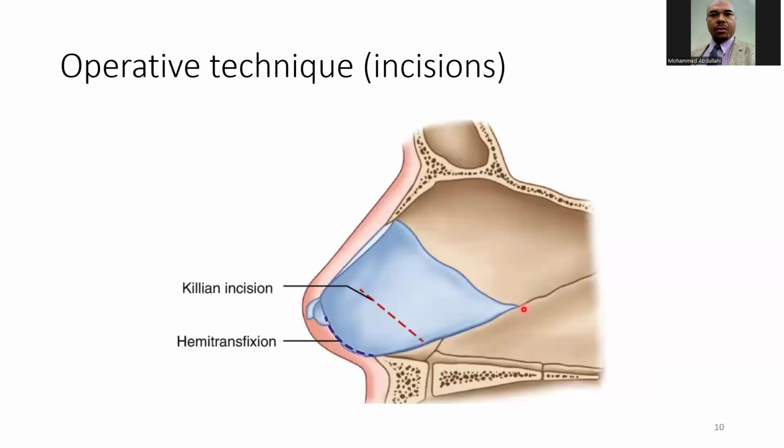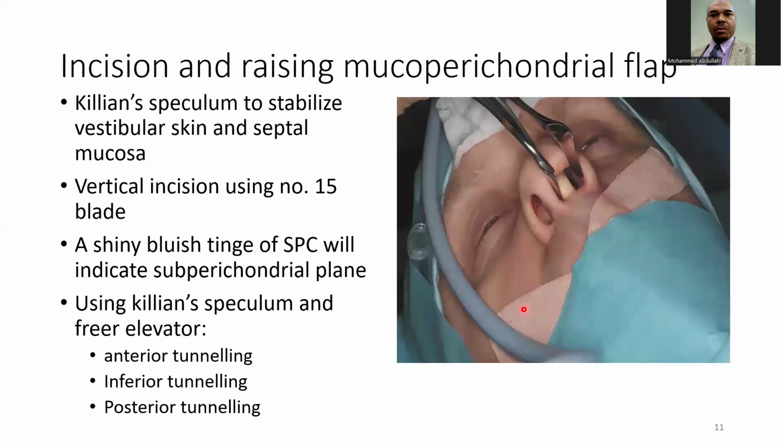This diagram is just showing where the incisions are placed. Now, to make a Freer's incision, which is more common, Killian's speculum is used to stabilize the vestibular skin and the septal mucosa. This makes the caudal border of the septum prominent. A number 15 blade is used to make a vertical incision on the caudal margin of the nasal septum.